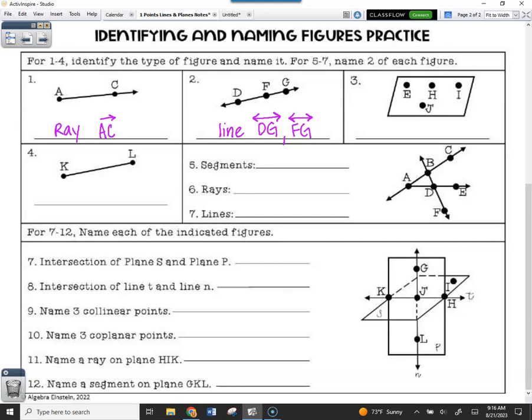Number 3. What is this object? That's a plane. Name one way to name it. H-I-J. Name another way, Ryan.